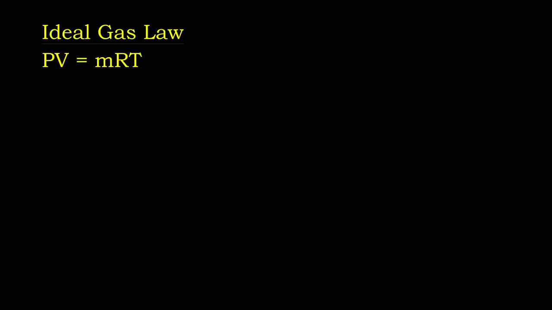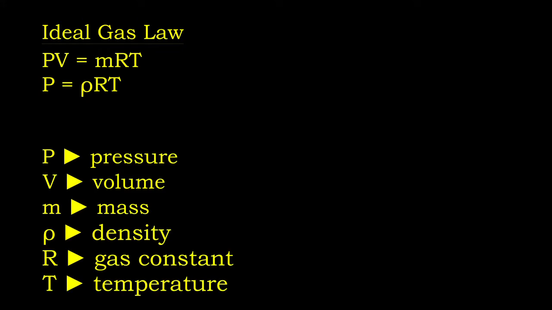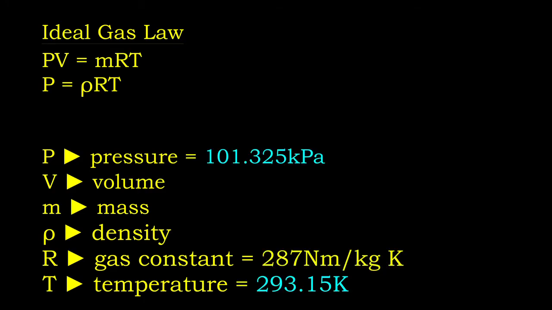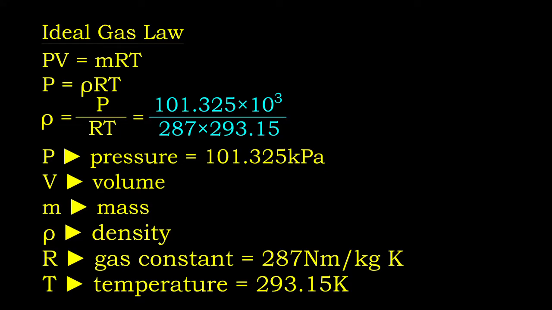The variation of mass density is significant in gas. The ideal gas law may be applied to determine its mass density under certain temperature and pressure. For air, we may take the gas constant R as 287 Nm per kilogram per Kelvin. For instance, the mass density of air at 20 degrees Celsius under atmospheric pressure is 1.204 kg per cubic meter.